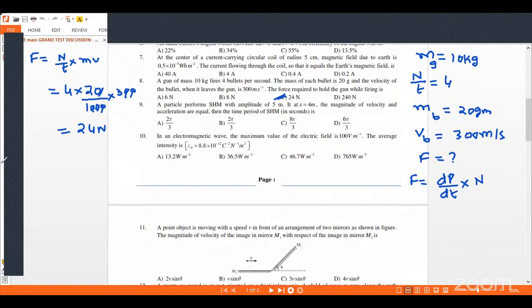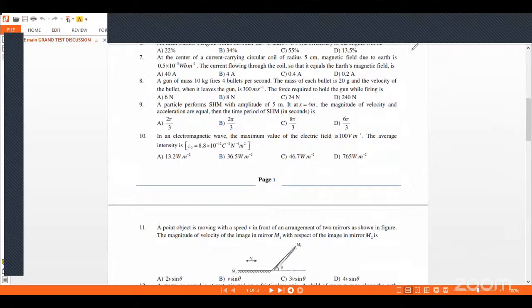Okay, fine. Next one. Ninth question. A particle performs SHM with an amplitude equal to 5 meter. At x equal to 4 meter, the magnitude of velocity and acceleration are equal. When x equal to 4 meter, velocity equal to acceleration. We need to find the time period.